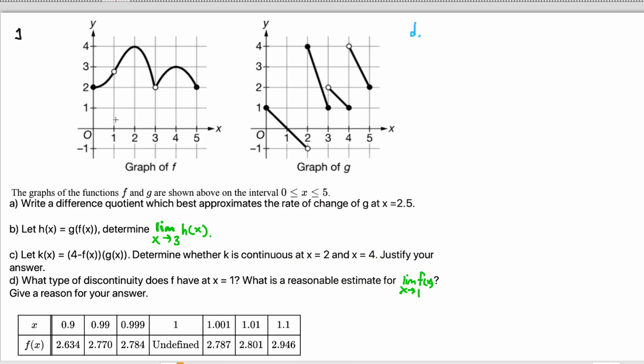F of 1 either does not exist, in this case it's not defined, right? Or it's somewhere like right here, in which case it's not continuous at 1, because f of 1 would be 1, but the limit as x goes to 1 would be something along here, which is what we're going to find out. And when we have that hole discontinuity, it's called a removable discontinuity. So that's your answer for the first one, removable discontinuity.